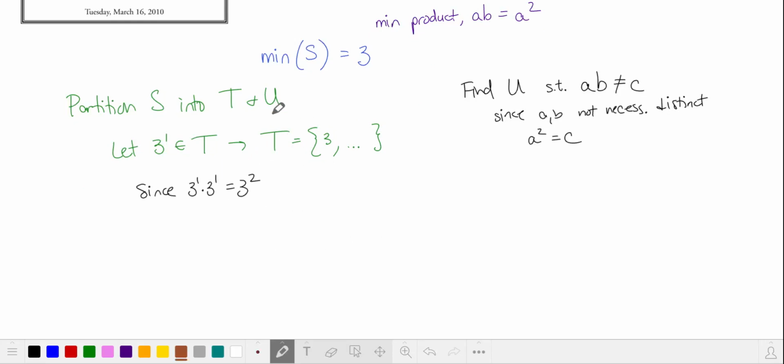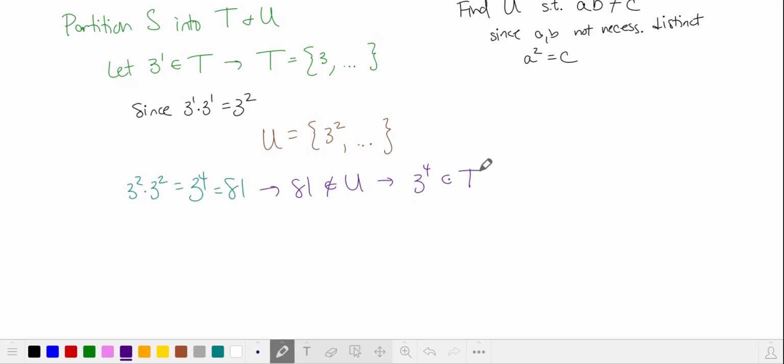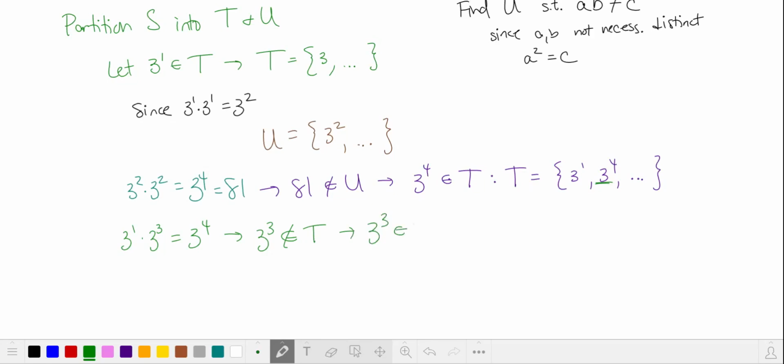Since we don't want 3 squared to be in our set T, we'll put it in our other set. Since 3 squared is in our set U, this means we can't have 81 also in set U. So we'll put this into T, and it looks something like this. We skipped 3 cubed. Let's see if we can put 3 to the third power into T. We already have 3 here, so if we multiply 3 to the first and 3 cubed, we're going to have 3 to the fourth, which is also in our set T, which means 3 cubed can't be in T, so we'll put it into U. So U is going to look something like this.